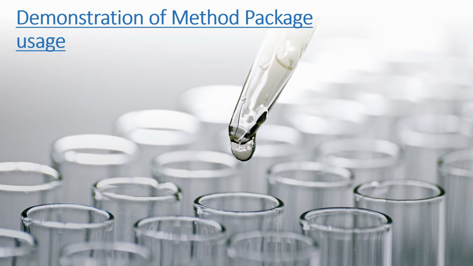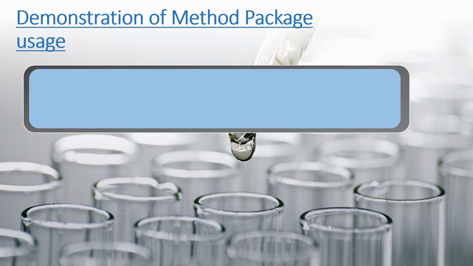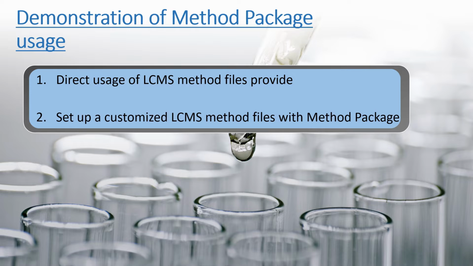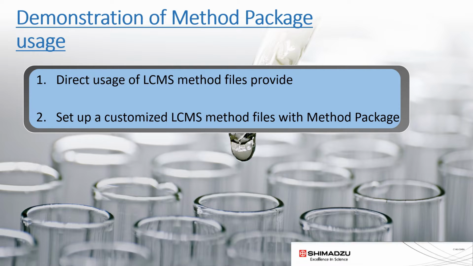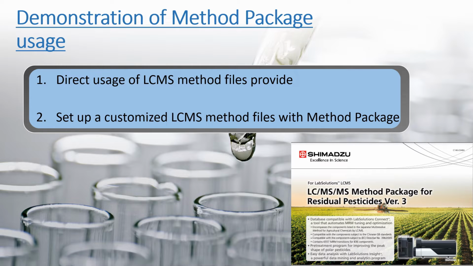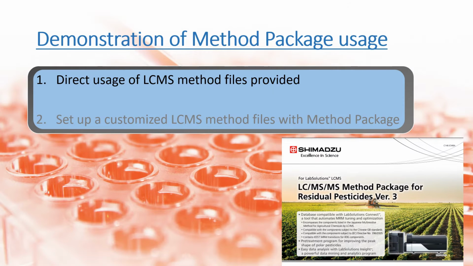Next, we will be demonstrating how to use Shimadzu's method package. There are two ways that Shimadzu's method package can be used. The first way is to use the LCMS method provided in the method package directly, without any modification. The second way is to set up a customized LCMS method using the files provided in the method package. In this demonstration, we will be using Shimadzu's residual pesticides method package. We will start off the demonstration with using the LCMS method file provided by the method package directly.